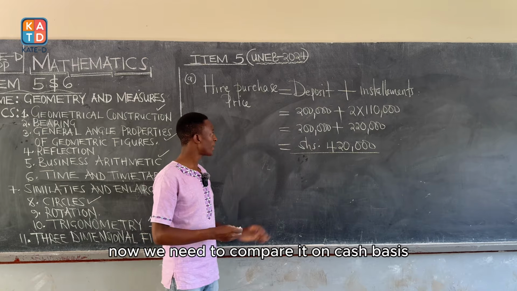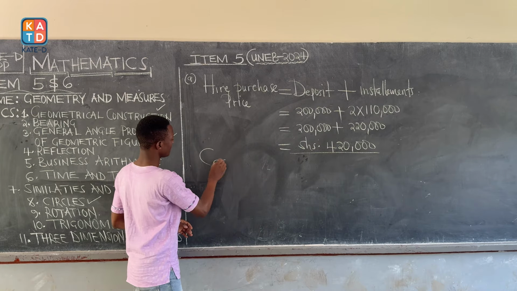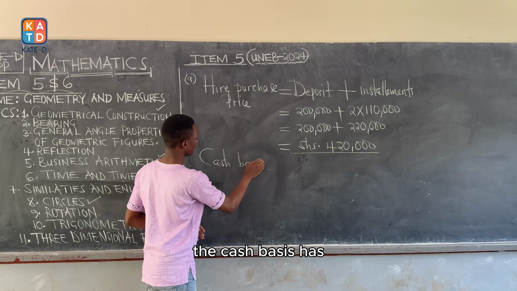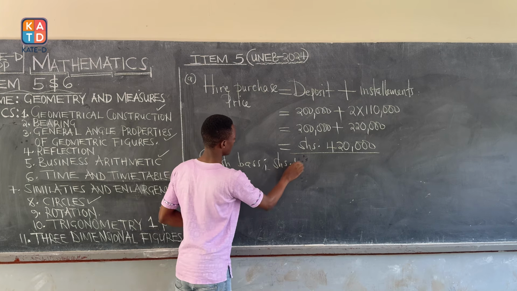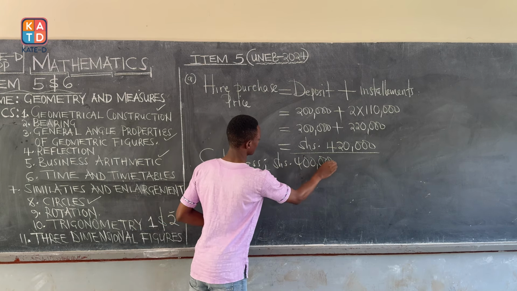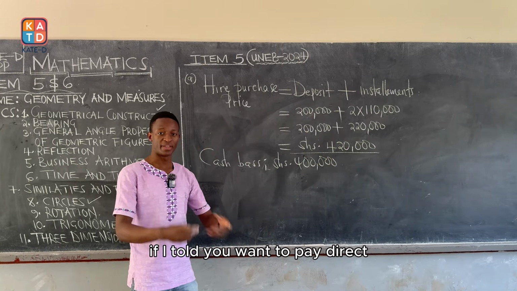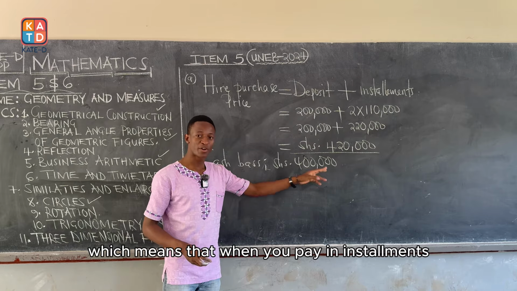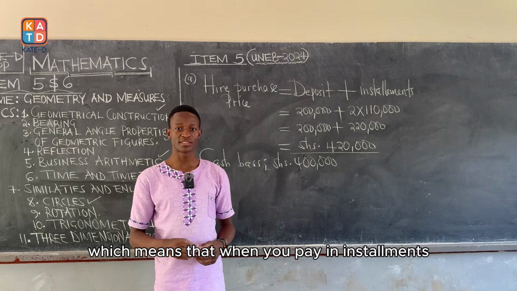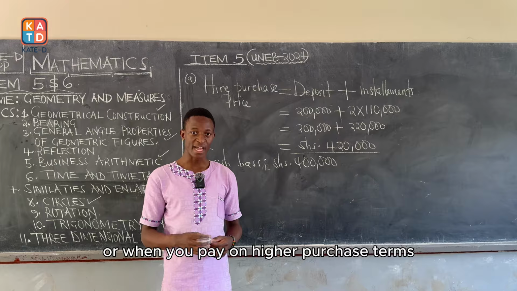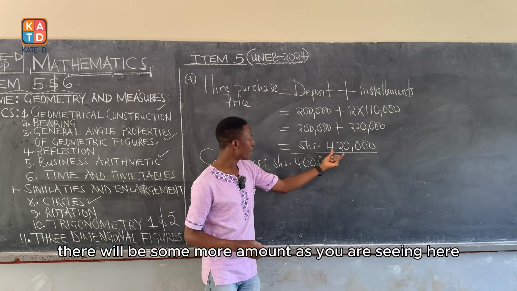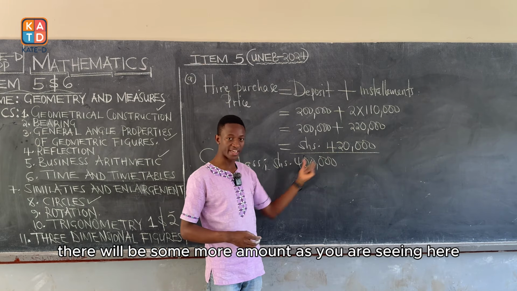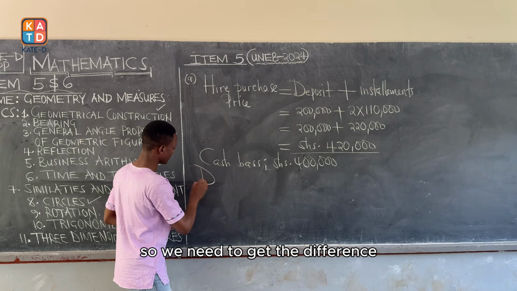Now, we need to compare it on cash basis. The cash basis has 400,000. If at all you want to pay direct, you pay 400,000, which means that when you pay in installments or when you pay on higher purchase terms, there will be some more amount, as you are seeing here. So we need to get the difference.